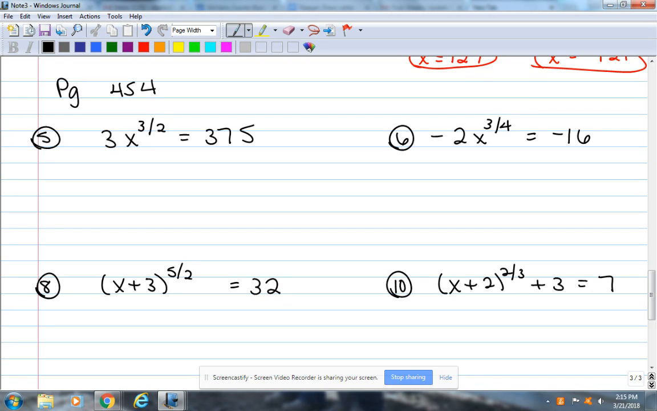Do what? No, it's like that. You just go ahead and raise it to a power. Y'all get done with them, check them with somebody, and we'll go over them.